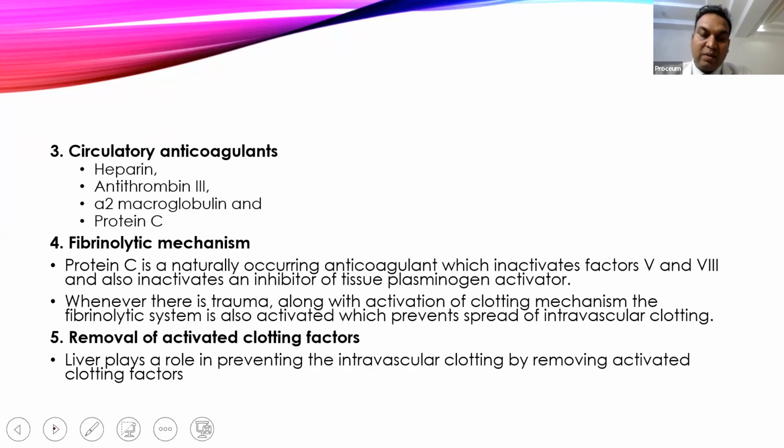Then apart from this, because of the presence of anticoagulants in the blood, that is heparin, antithrombin 3, protein C, alpha 2 macroglobulin, and then the presence of the fibrinolytic system, which keeps on removing whatever clot is formed, the clotting mechanism will not continue in the blood. So even if intravascular coagulation occurs, by immediately removing that clot, it will prevent further coagulation. And the liver also plays a very important role: whenever clotting factors get activated, the active factors will be removed by the liver, and that will prevent intravascular coagulation of the blood.